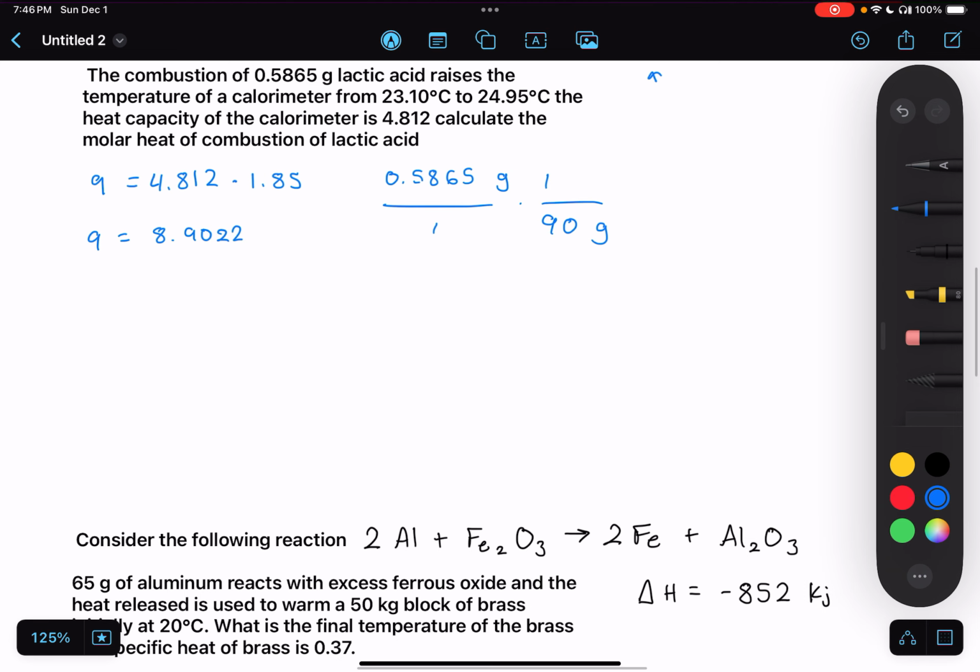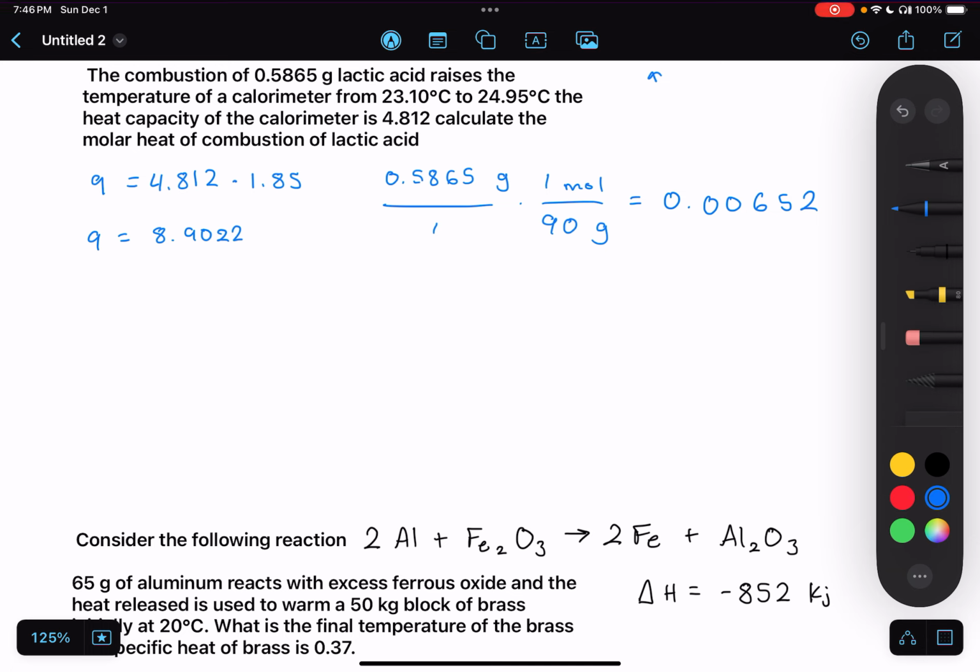It's going to be a small number here. Let's work that out. 0.5865 divided by 90 is 0.00651, 2. Let's say 0.00652, we've got to round up.